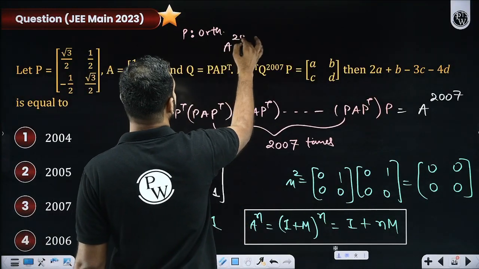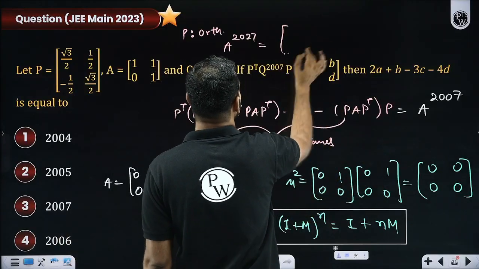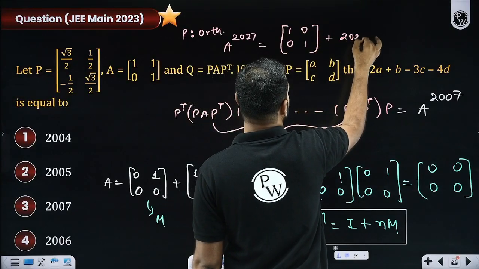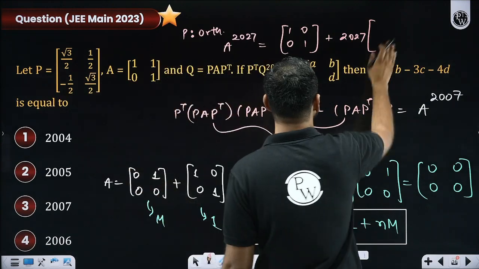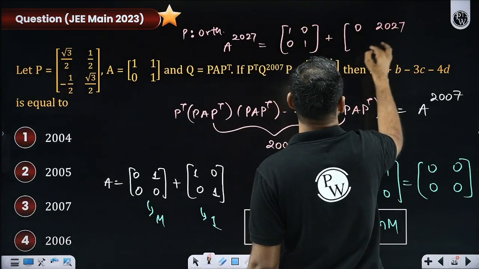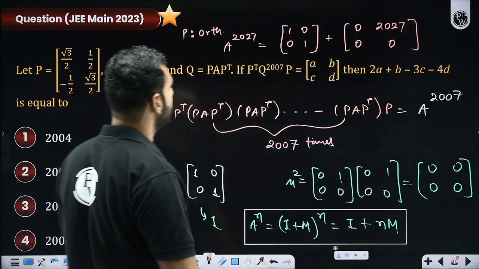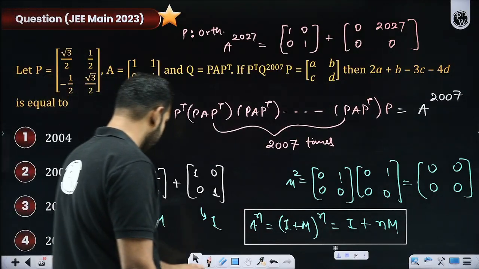So A to the power 2027 is going to be what? I plus nM. I is 1, 0, 0, 1, plus n, which is 2027, into M. What is M? M is 0, 1, 0, 0. So can I multiply it inside? It will be 0, 2027, and then 0, 0. So finally, this is your A to the power 2027. What is that, students? Can you help me with the final answer?